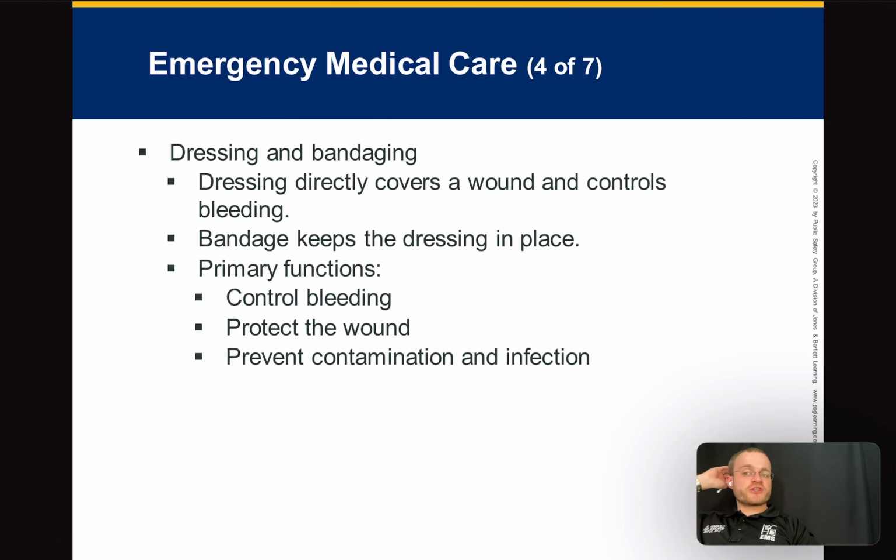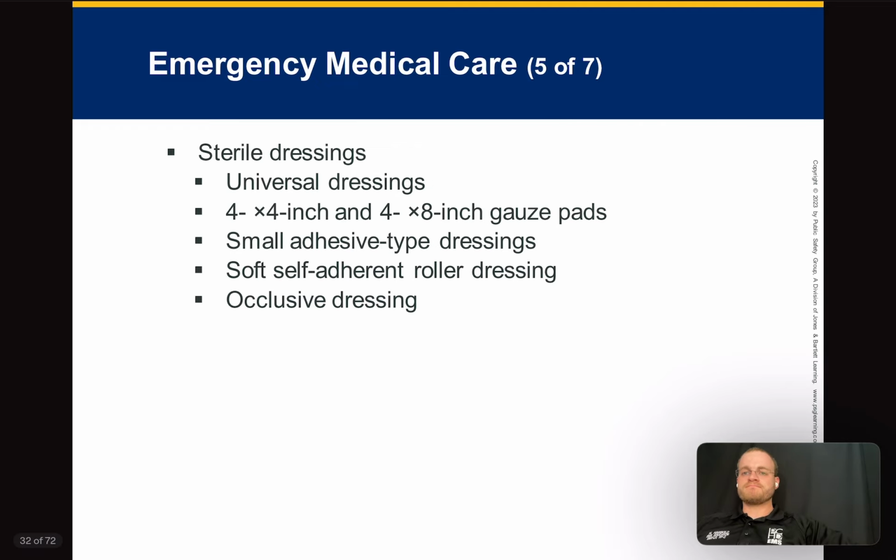So, dressing and bandage. A dressing directly covers a wound and controls bleeding. The bandage keeps the dressing in place. So that's something I want to talk about. The dressing is what sits on the wound, and then when we wrap it, that's the bandage itself. Okay? Again, this is to minimize risk to the patient, control bleeding, protect the wound, and prevent contamination and infection.